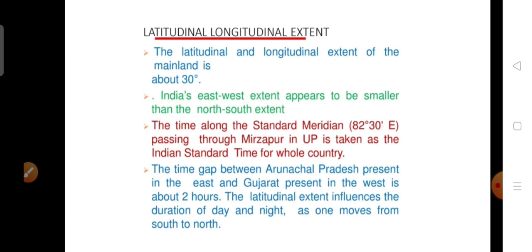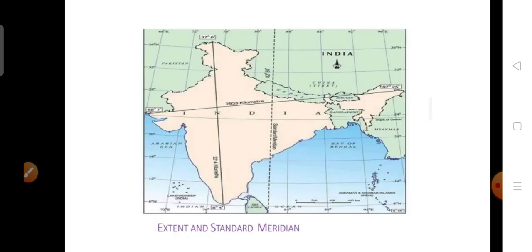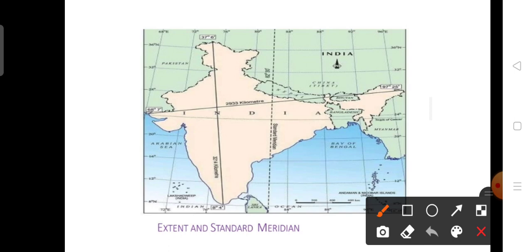The time along the standard meridian, as I have already told you, this dotted line which is visible in the map shows the centermost or middlemost meridian passing through India, and it is known as the standard meridian of India. It is located at 82 degrees 30 minutes. This is selected as the standard meridian of India, and it is used to calculate the standard time which will be followed by the whole country.